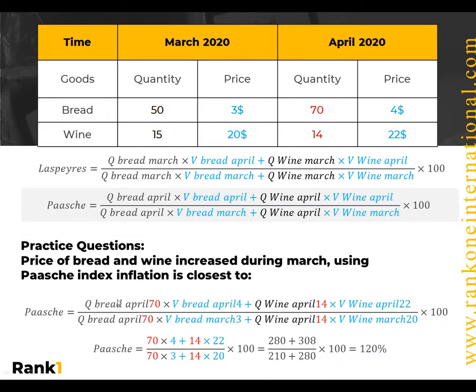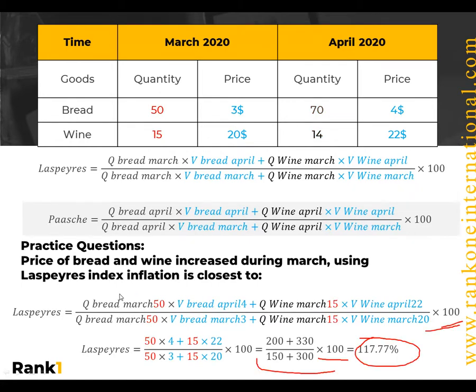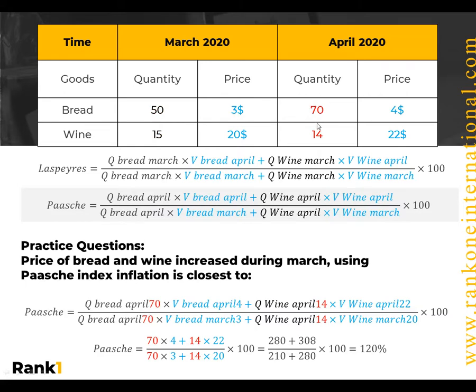Now let's use Paasche index. The only difference between Paasche and Laspeyres, in Laspeyres we use quantity of the previous months, so we are using this. In Paasche we are using this. So quantity of bread 70 times value of bread 4, plus quantity of wine 14 times value of wine 22, divided by quantity of bread 70 times value 3, plus quantity of wine 14 times price 20, times 100, the result is 120%.